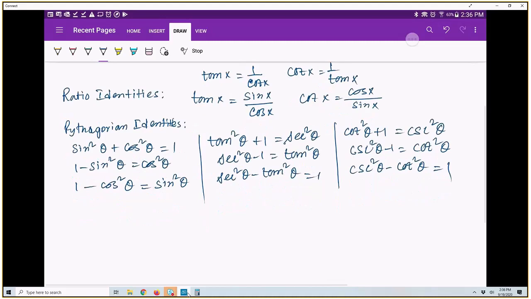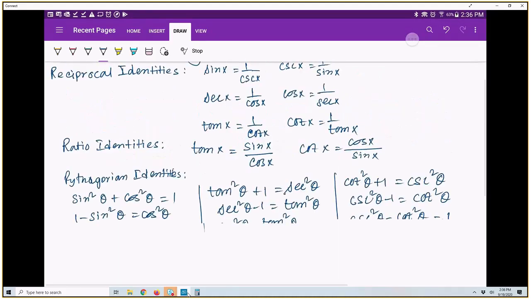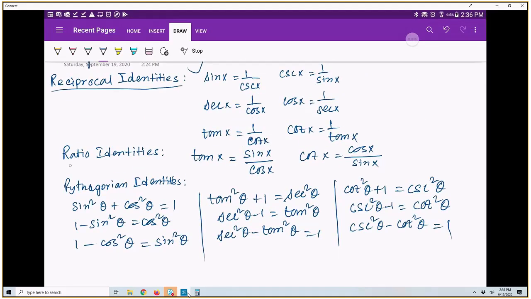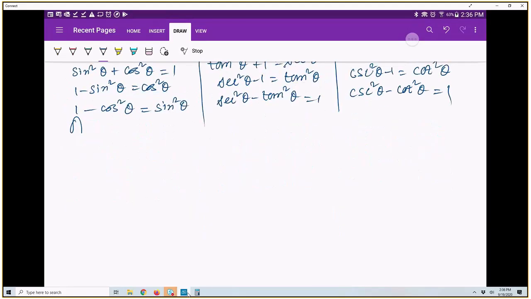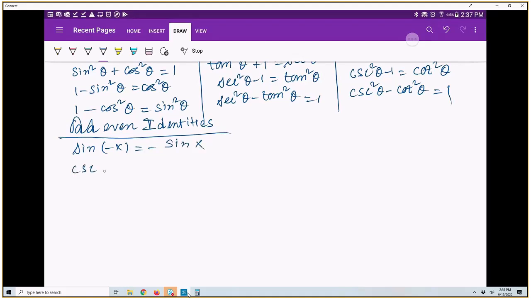The new set of identities that I will write now are called the odd-even identities. These are sometimes very helpful and useful. The sine and the tangent function are odd functions, and hence the cosecant and cotangent are odd functions, whereas secant and cosine are even functions. So what I get to say? I get to say sine of negative x is equal to minus sine x. Cosecant of negative x equal to minus cosecant of x.